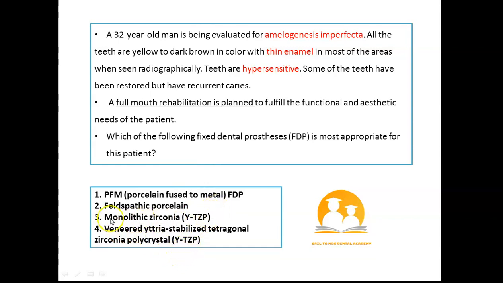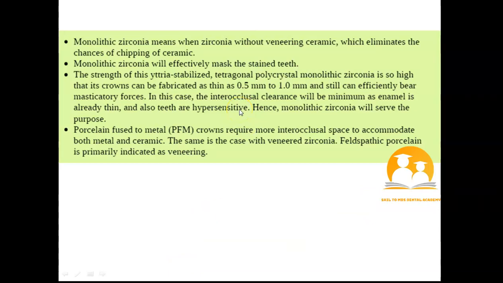The correct answer here will be monolithic zirconia. We are going to see why. Because monolithic zirconia doesn't have any veneering, the chance of chipping of the ceramic will not be there. Zirconia can effectively mask stained teeth. Also, when you fabricate zirconia, you can make it very thin, like 0.5 to 1 mm, and still it can bear proper masticatory force. So dear aspirant, in this case, as amelogenesis imperfecta is there, the enamel will be very minimal, the interocclusal clearance will be minimal, and the teeth will be hypersensitive. So monolithic zirconia will serve the purpose.